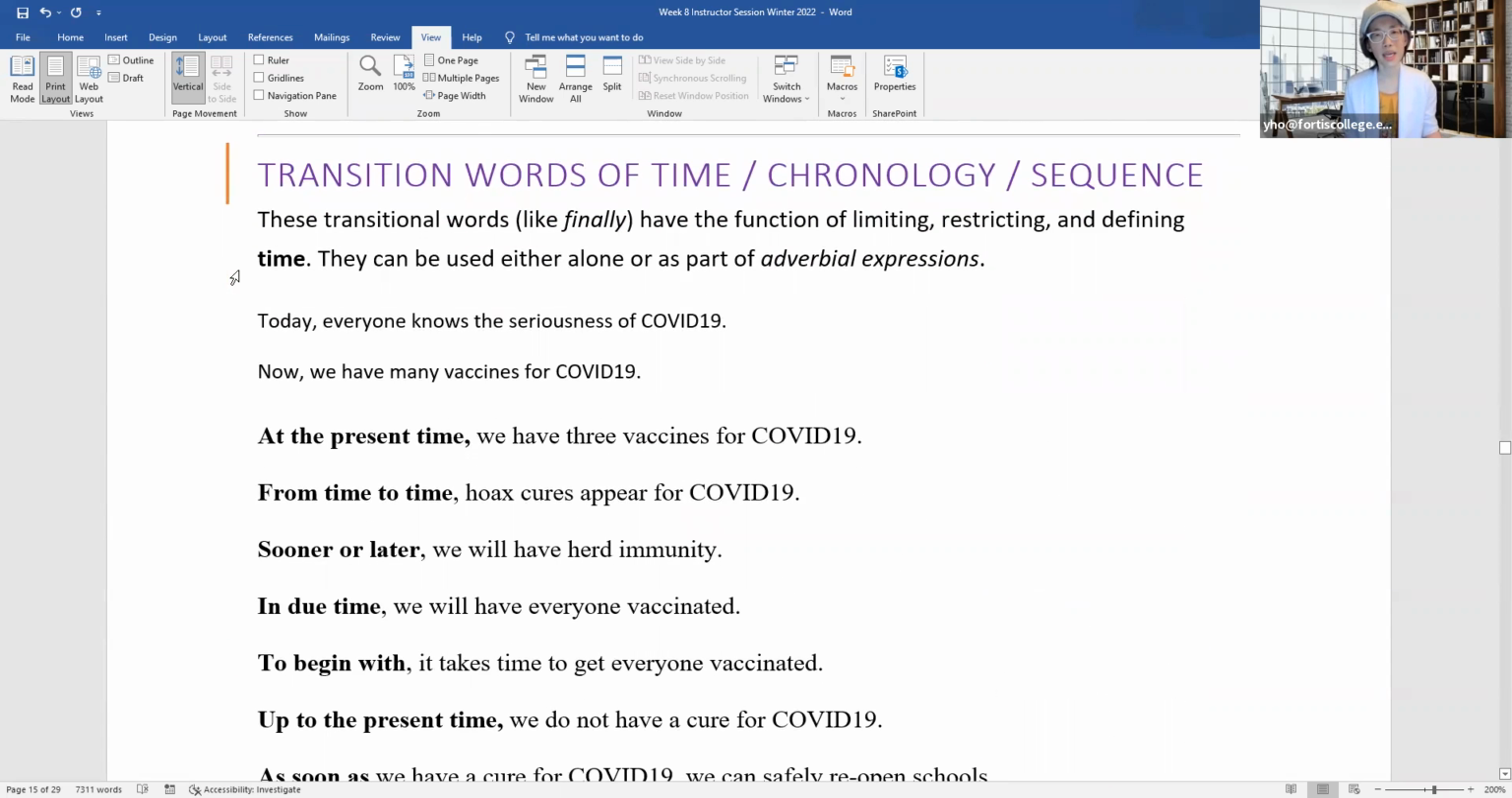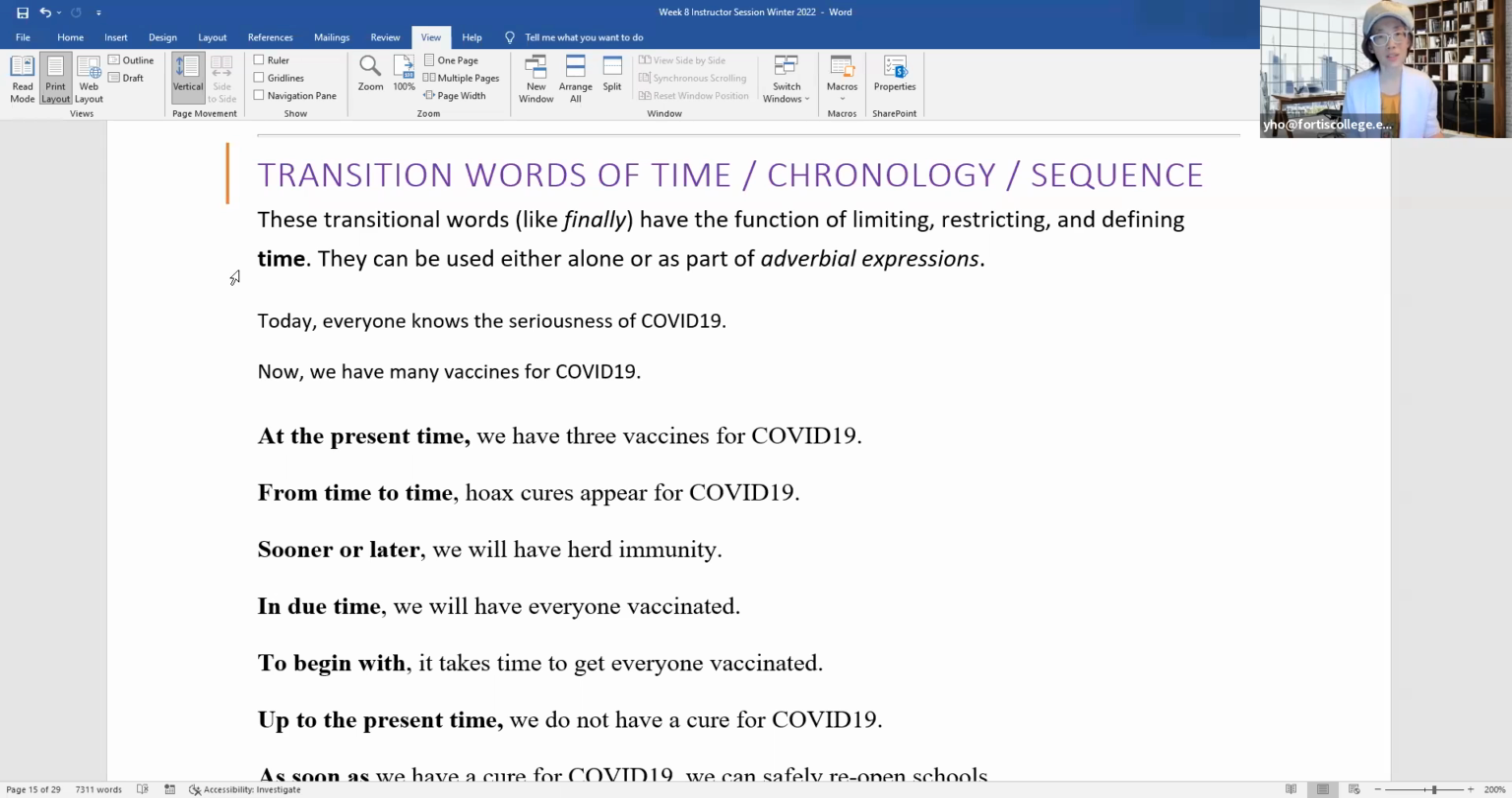And then when you want to indicate time, you can use transition words of time, chronology, and sequence. These transitional words have the function of limiting, restricting, and defining time. They can be used alone or as part of adverbial expressions. So today, everyone knows the seriousness of COVID-19. Now we have many vaccines for COVID-19. At the present time, we have 3 vaccines for COVID-19. From time to time, hoax cures appear for COVID-19. Sooner or later, we will have herd immunity. In due time, we will have everyone vaccinated.